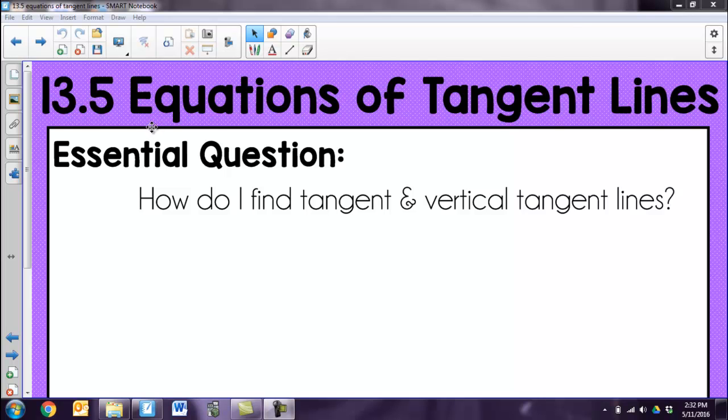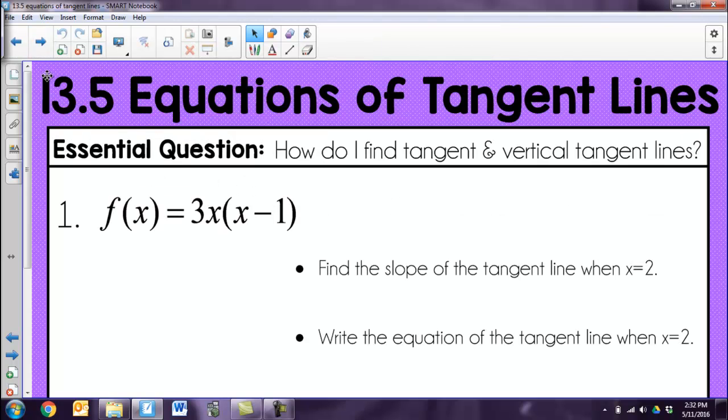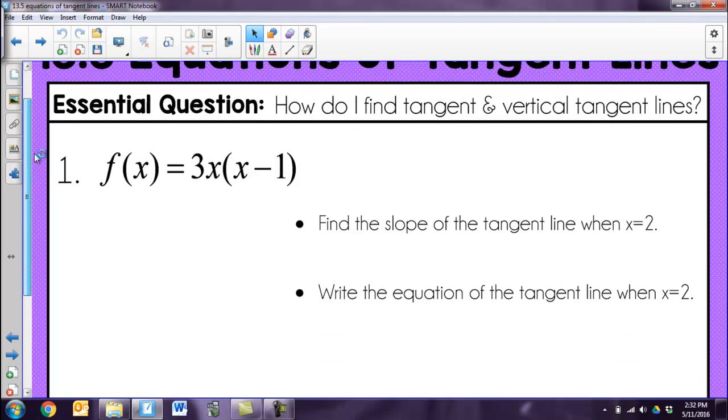Hey guys, today we're going to continue looking at derivatives, and we're talking about equations of tangent lines today. So what they're going to do is give you a graph, and they're going to ask you for the equation of a tangent line at a point, or possibly where there are vertical tangent lines. So let's get started. We're going to start with number 1.